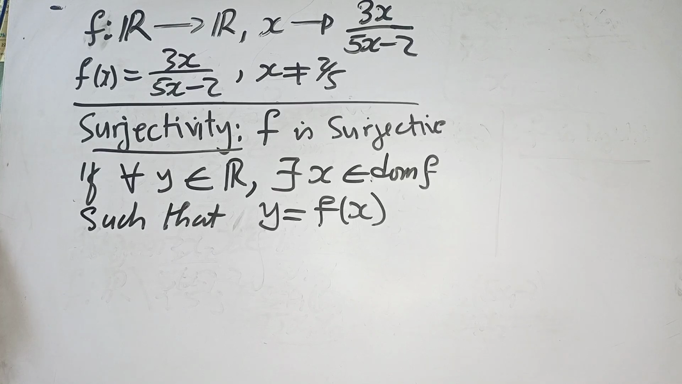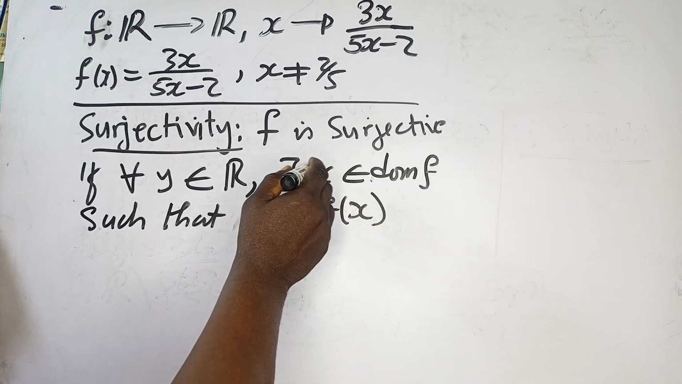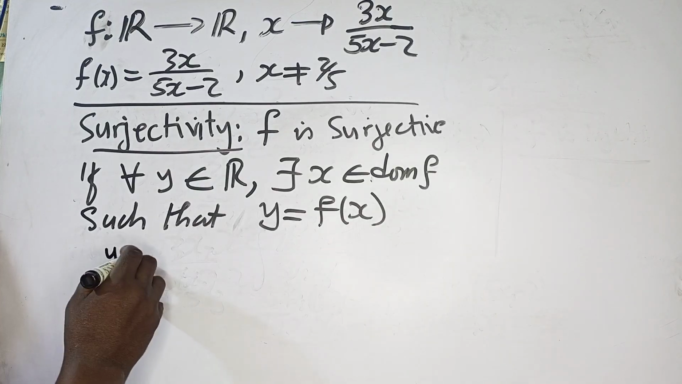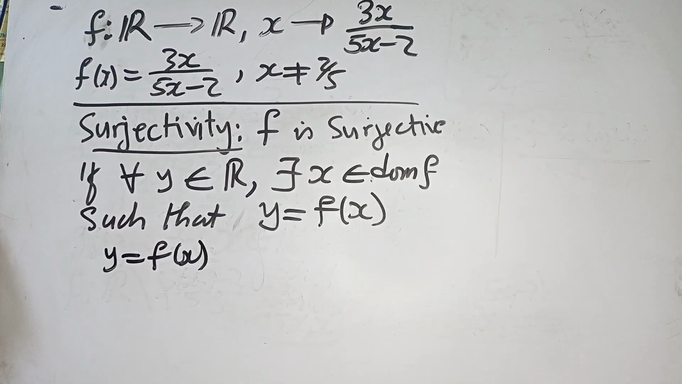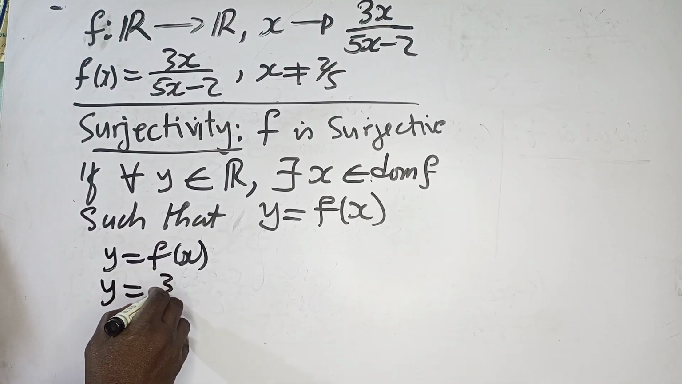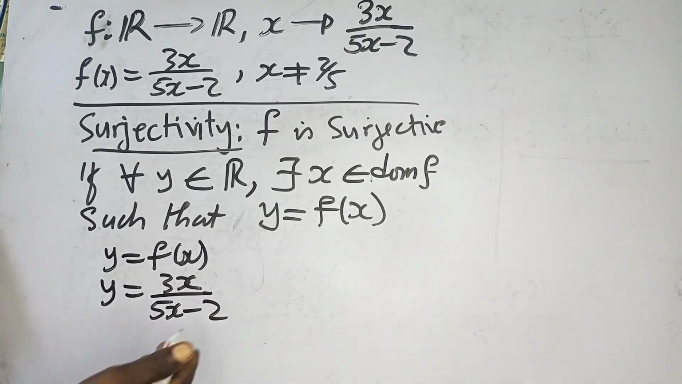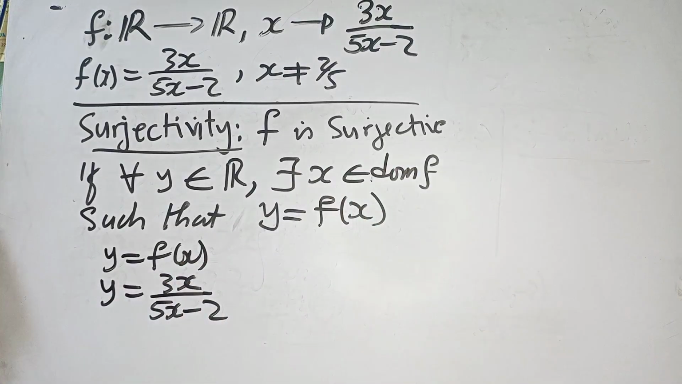F is surjective if for every element in the codomain there is at least one element in the domain such that that element in the codomain is the image of the element in the domain. So what we're working with is to see if we can find an x in the domain for which this will always hold. We have y equals f of x, but we know f of x is 3x all over 5x minus 2. So we're saying y is equal to 3x all over 5x minus 2. Can we get an x from the domain that this will always hold?